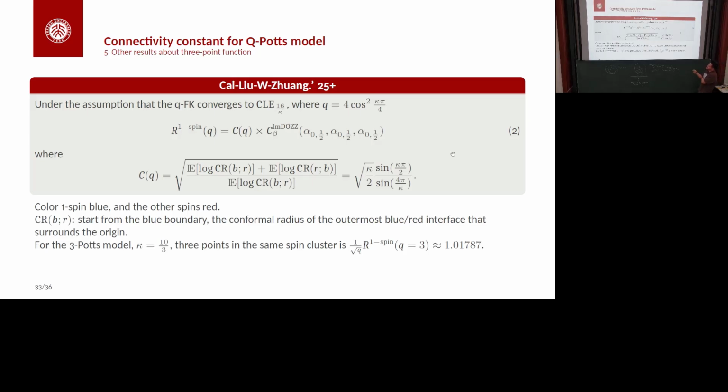Our result is that this connectivity is actually very similar to the imaginary DOZZ formula, but differs by a constant dependent on Q. Q and kappa are related as this Q is the Q of the FK cluster. And this constant actually has a very nice geometric meaning. It's given by some ratio of conformal radii, and we compute this ratio explicitly. Using this explicit formula, our result coincides with the physics numerical result.